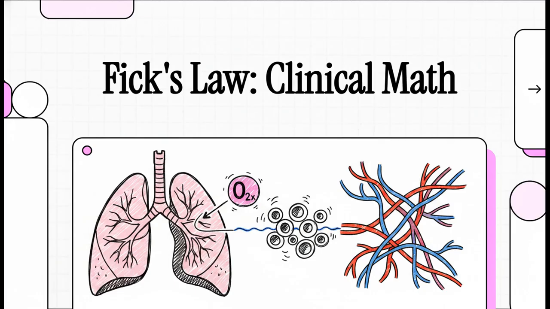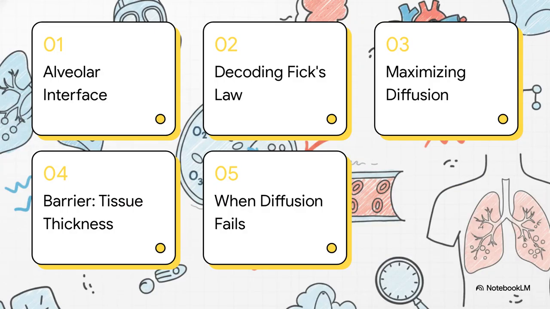We'll follow it from the outside air all the way down into the lungs and across a microscopic liquid interface right into the blood. It's a journey governed completely by biophysics, where one tiny microscopic glitch can cause a patient to just crash. Understanding the math here is literally how you're going to diagnose and treat respiratory failure in the wards. So here's our roadmap for today. We're going to hit the alveolar capillary interface, decode Fick's law, look at maximizing diffusion, examine tissue thickness barriers, and finally wrap up with what happens when this whole system fails.